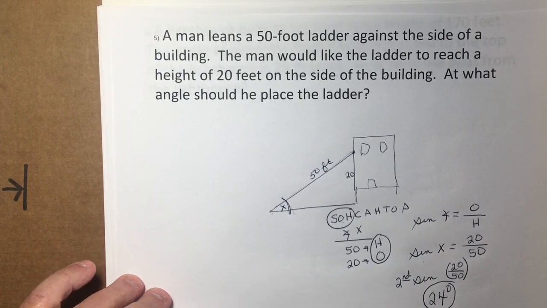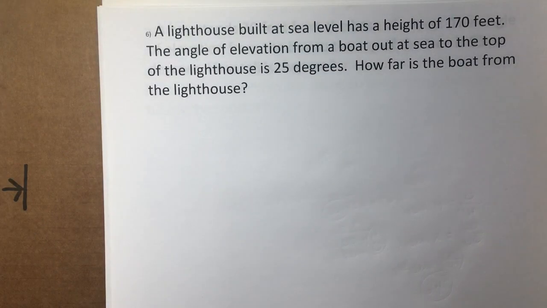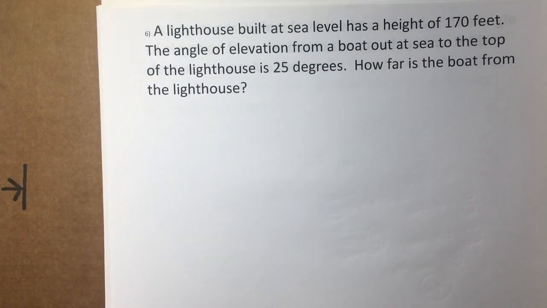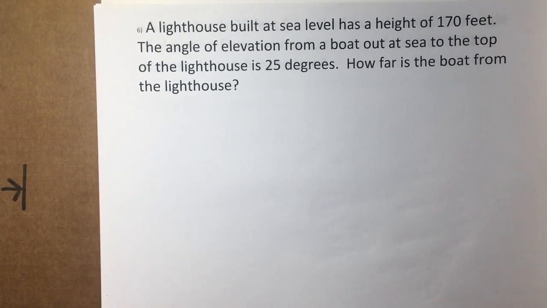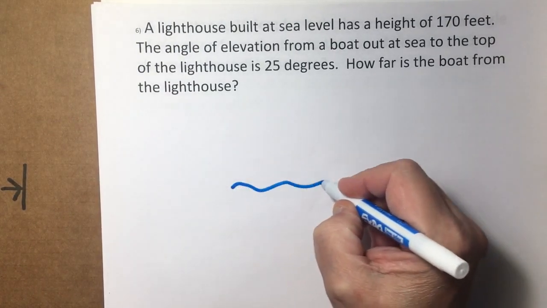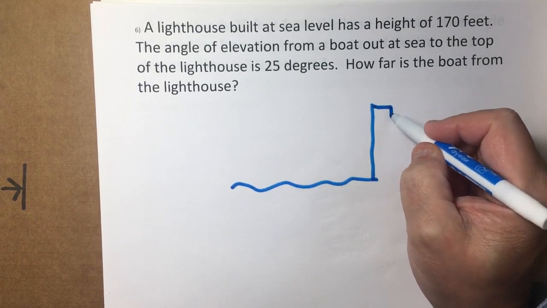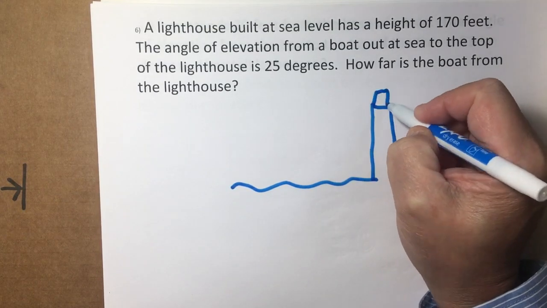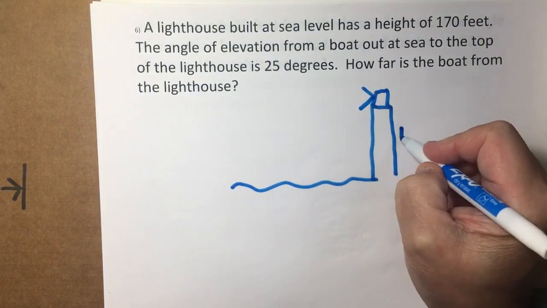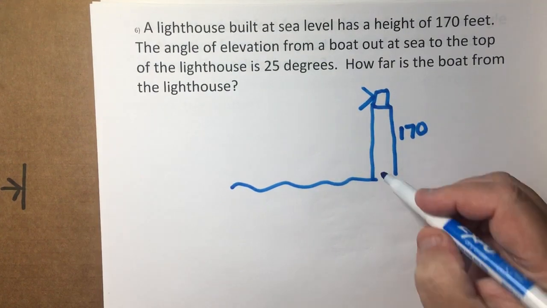Look at the next one. A lighthouse built at sea level has a height of 170 feet. Okay, so we've got the water, then we've got this lighthouse. That's 170 feet high.